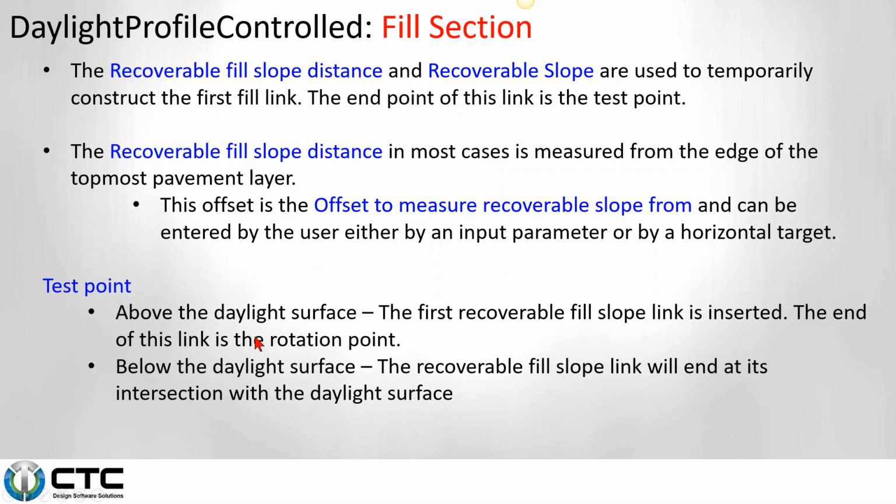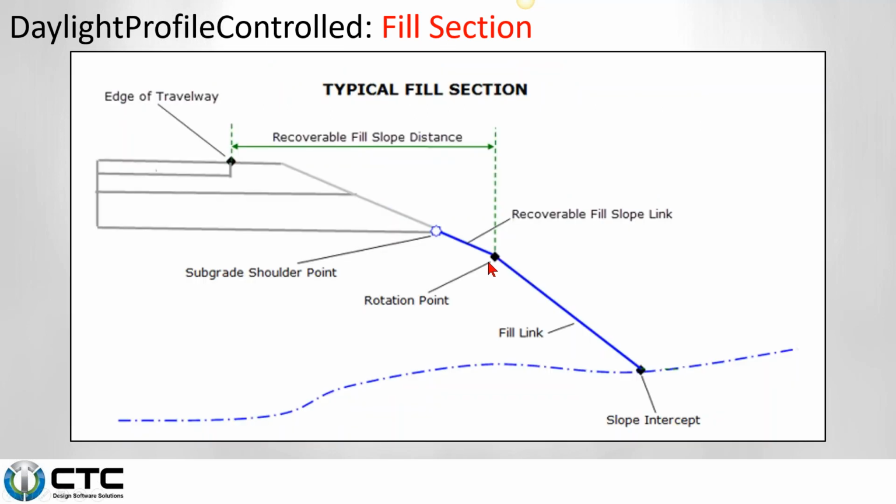So again, if it was above, it's known as a rotation point. If it's below the daylight surface, the recoverable fill slope link will intersect. So, typical fill section.